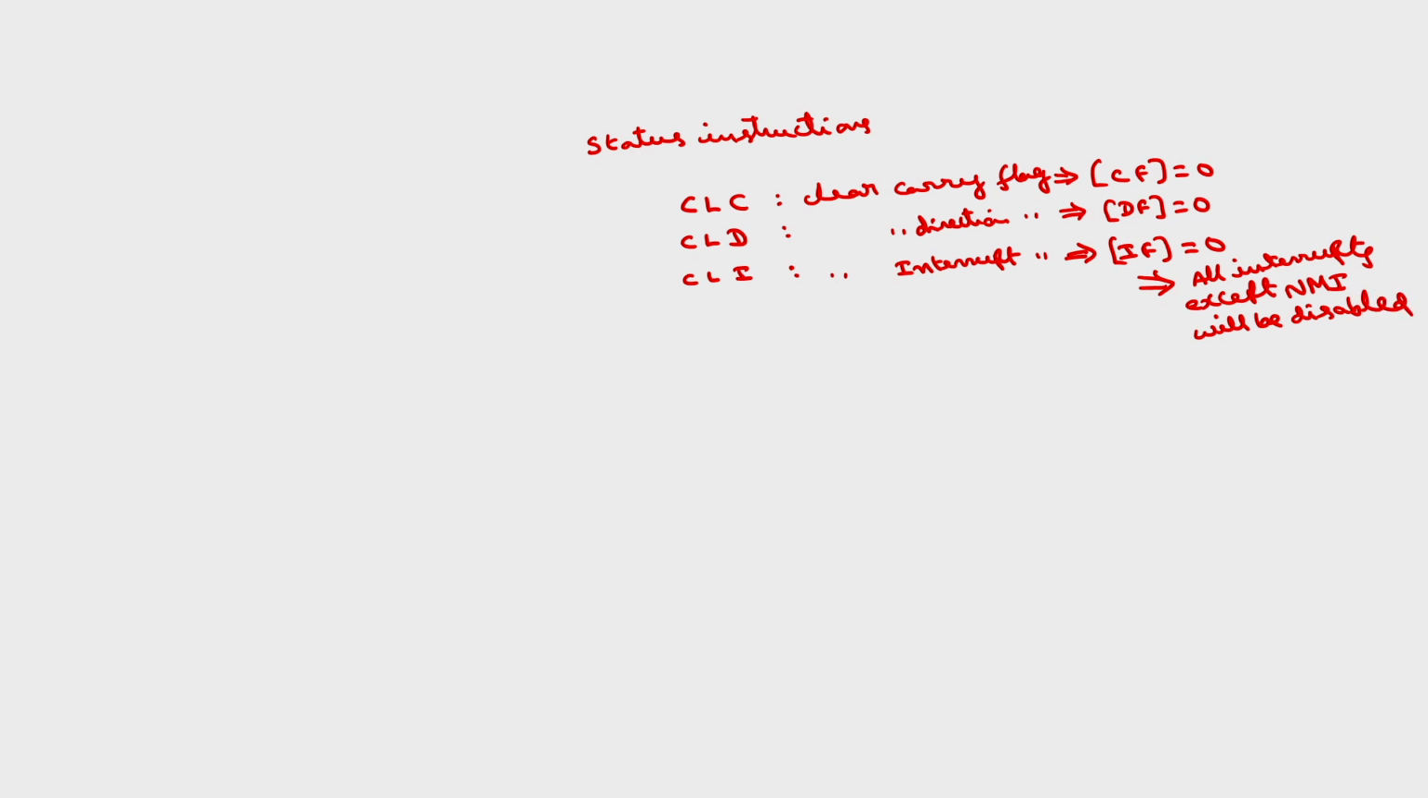Similarly, we have these 3 instructions for setting the flags: STC, STD, STI. STC is for setting the carry flag. STD is for setting the direction flag. STI is to set the interrupt flag. So, there are 6 instructions, and we can call these status instructions or process control instructions also.